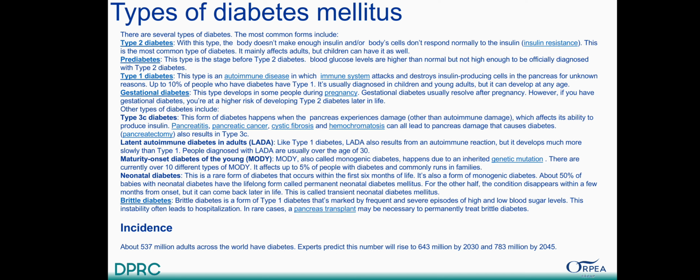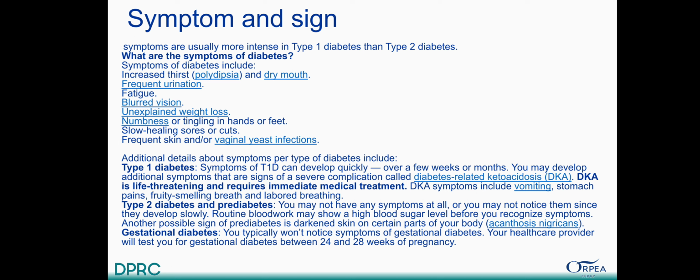The incidence of diabetes. About 537 million adults across the world are diagnosed with diabetes, and experts predict this number will increase to 643 million by 2030 and to 783 million by 2045.